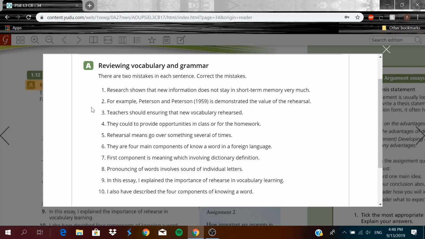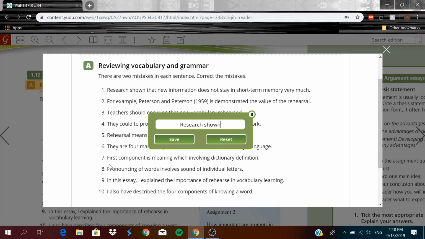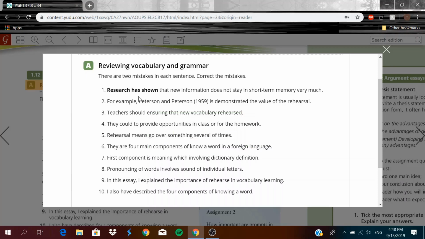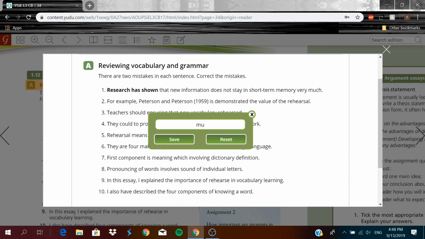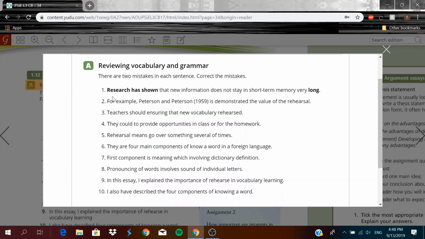So here we have number 1, research shown that new information does not stay in short-term memory very much. What do you guys think the problem is? So research shown, this is not correct. We're missing the word has. So we'll say research has shown that new information does not stay in short-term memory. Very much is wrong. We'll say very long, right? So research has shown that new information does not stay in short-term memory very long.